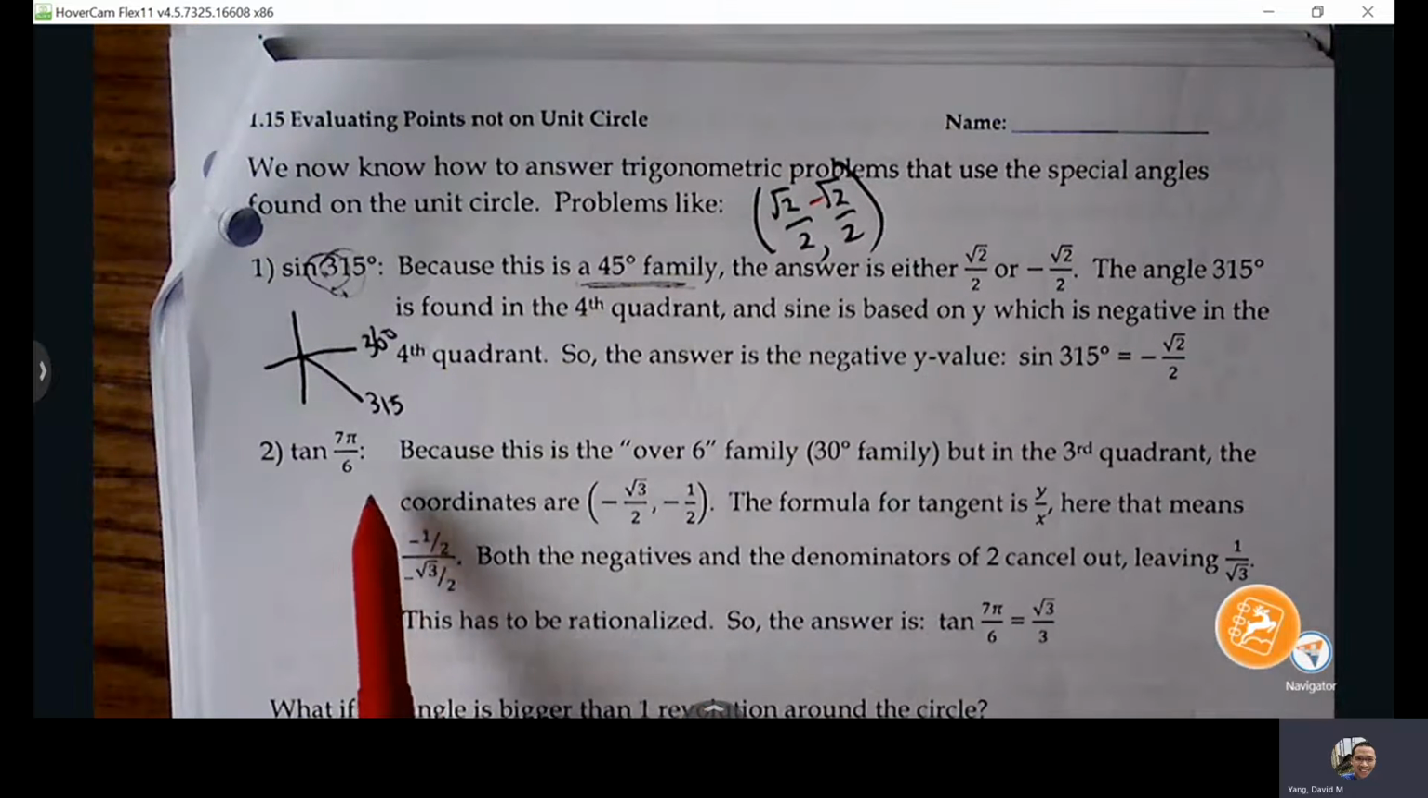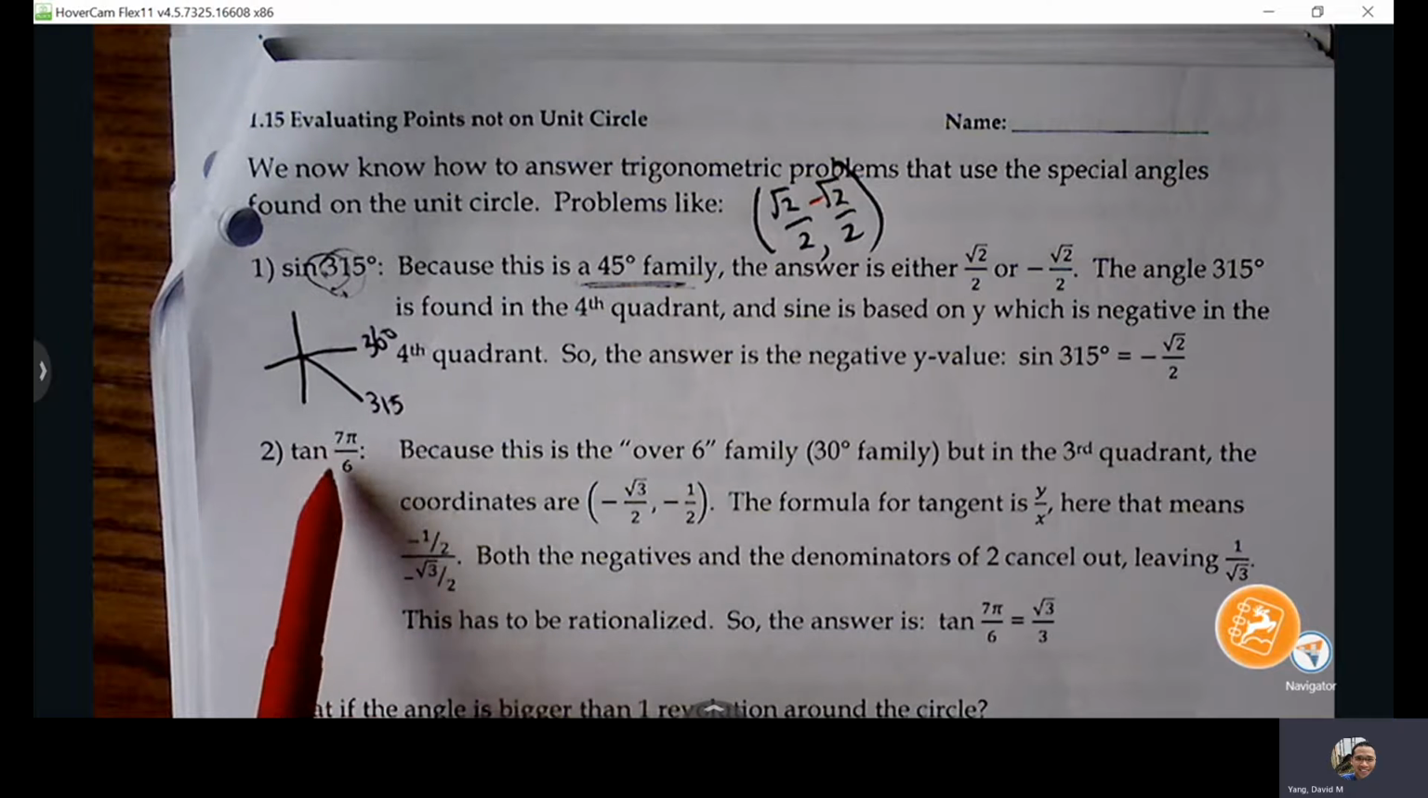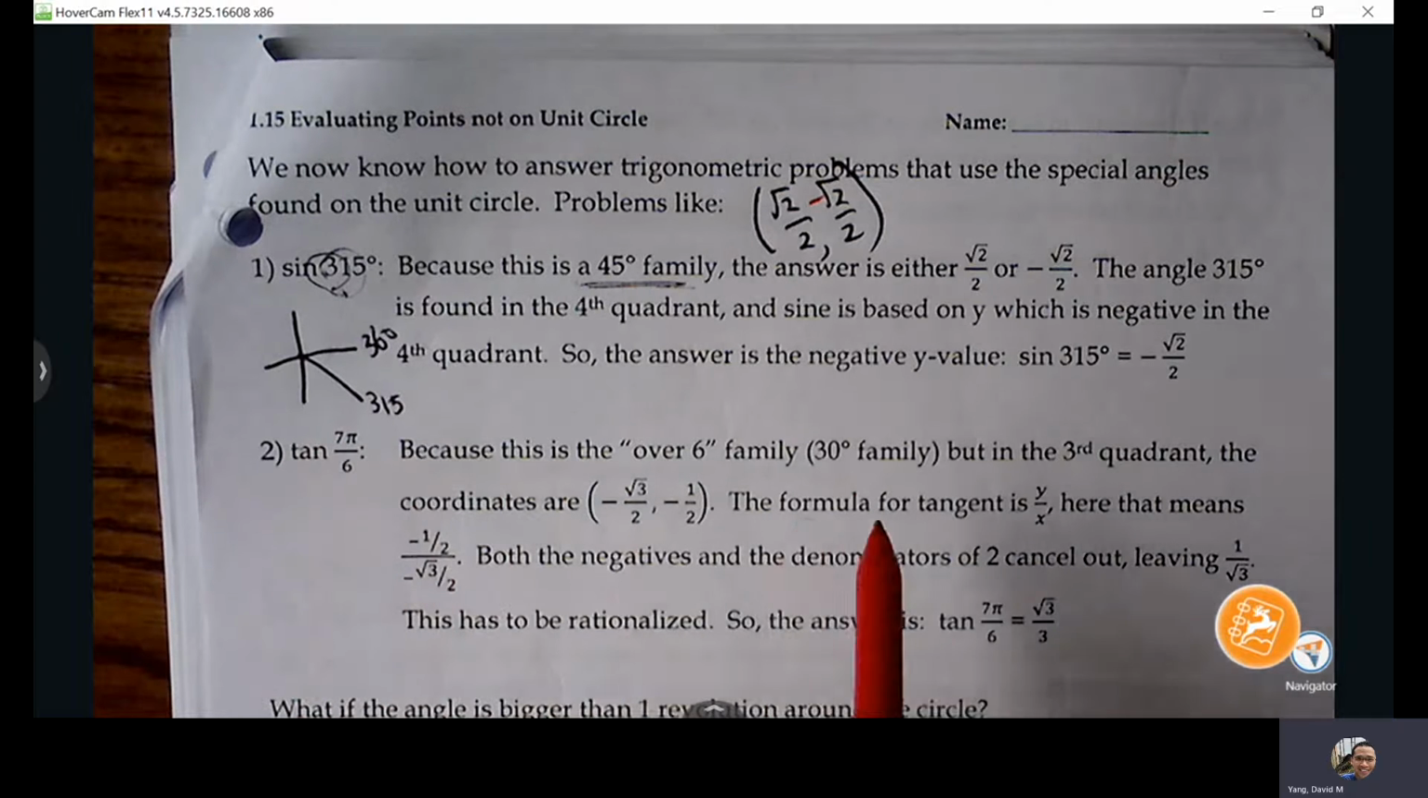Okay, for tangent of 7 pi over 6, we know that this is going to live in the third quadrant because if we just look at that fraction, that's a little bit over 6 over 6. You know, 6 over 6 is just 1 pi. So 7 over 6 is a little bit over 1 pi. So we know it's in the third quadrant.